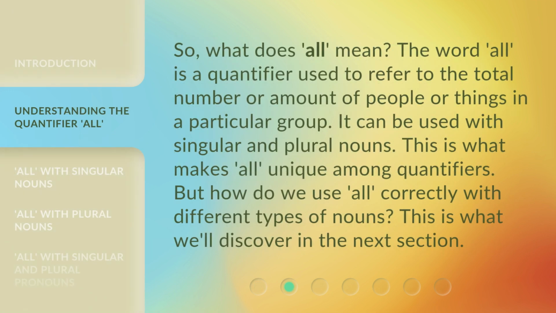So, what does "all" mean? The word "all" is a quantifier used to refer to the total number or amount of people or things in a particular group. It can be used with singular and plural nouns. This is what makes "all" unique among quantifiers. But how do we use "all" correctly with different types of nouns? This is what we'll discover in the next section.